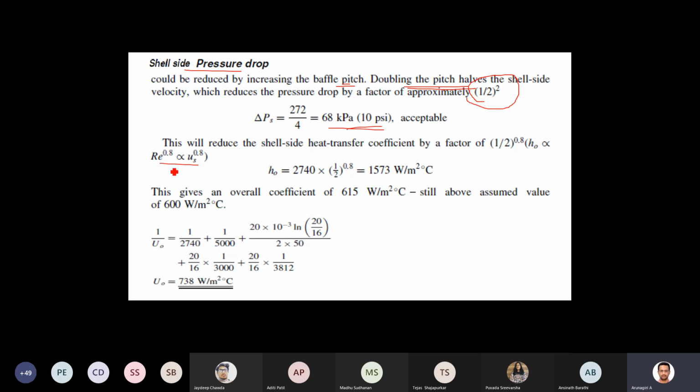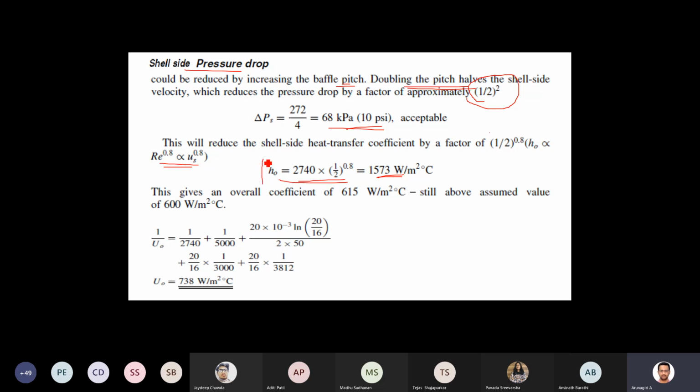But you have to check the heat transfer coefficient. Heat transfer coefficient comes down 1573. Okay, so this is the relationship. So we have discussed, no, if you change the velocity, it reflects on your pressure drop and also your heat transfer coefficient. Anyway, in this case, pressure drop is on higher side. So by adjusting the velocity, we can bring it down. Okay. So correspondingly, we have to check the heat transfer coefficient.